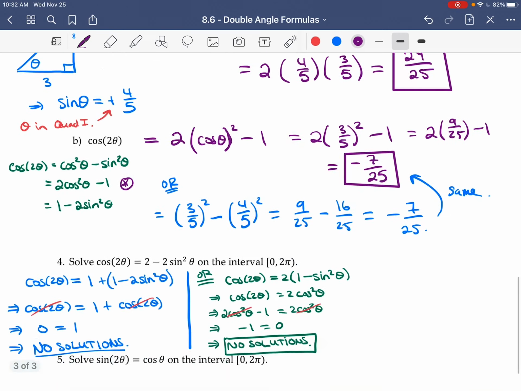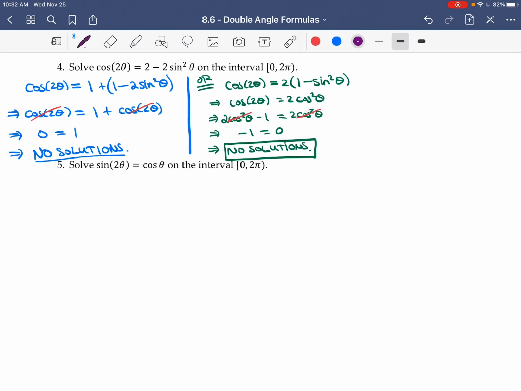Okay, last example here. So we want to solve sine of 2 theta is equal to cos theta on the interval from 0 to 2 pi. Okay, so the first thing I'm going to do, so 2 thetas are hard to solve as we've seen before, and I want to have a 0 on one side. Okay, so let's just move the cosine over. So it's sine 2 theta minus cos theta is equal to 0.